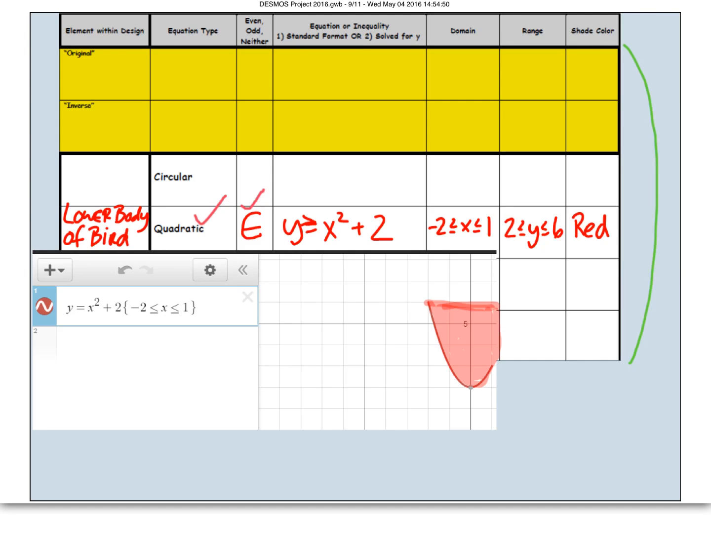You're going to notice here's my equation as you see in Desmos. But I changed my equation to an inequality because I want to shade it and color it red, so I said my shade color was red.